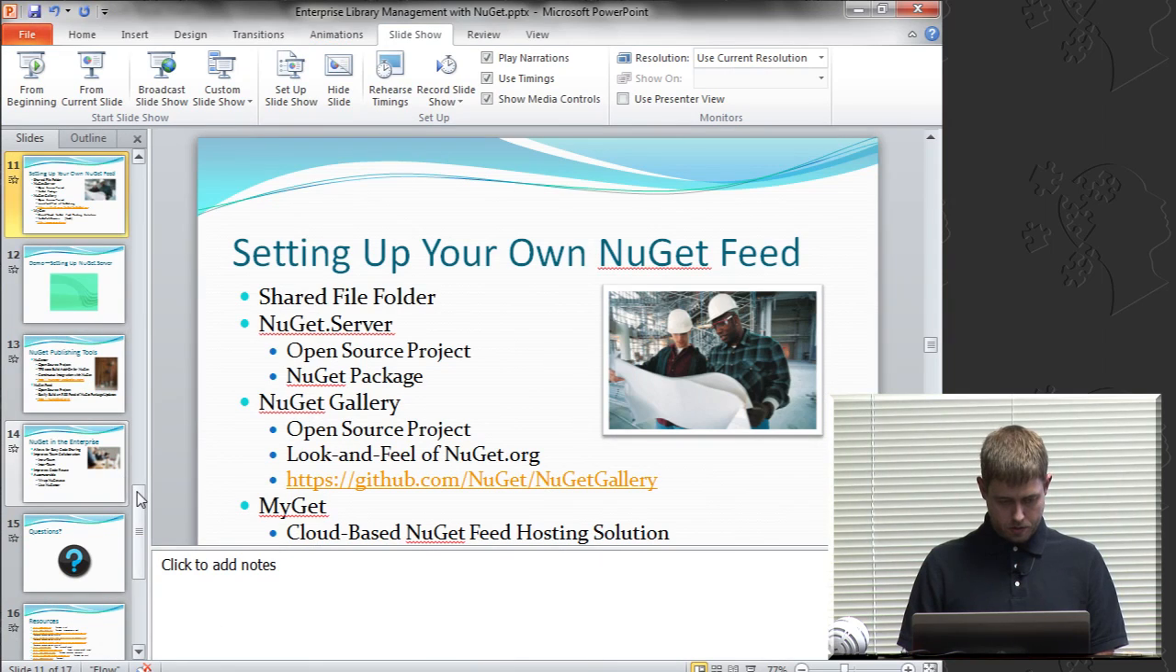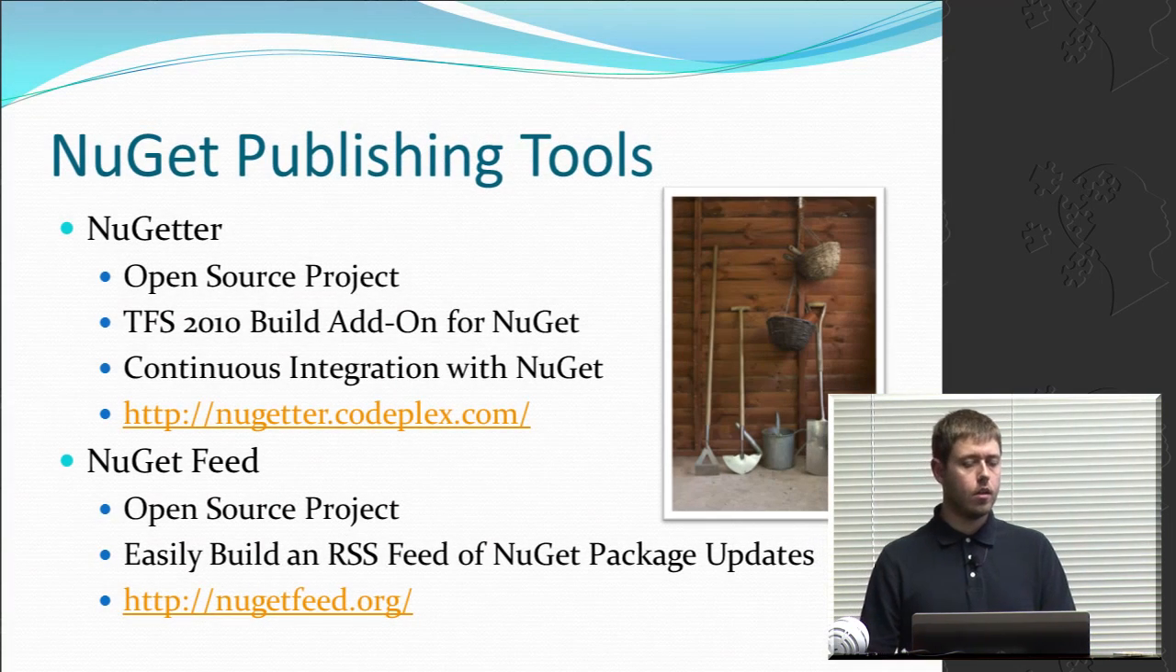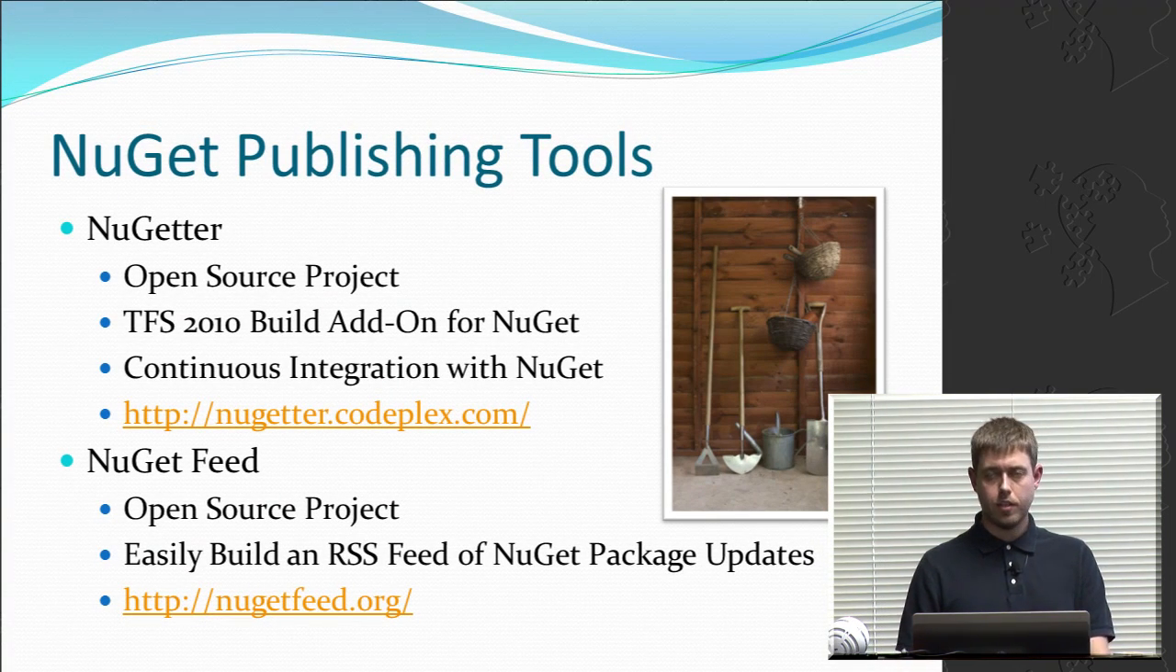But let's pop down to. There's a couple other NuGet publishing tools I wanted to mention. Gitter, also an open source project. I think you kind of notice a theme here. Open source projects. It's very nice. Now, Gitter is a TFS 2010 build add-on for NuGet that allows you to integrate NuGet with your build processes, and so that makes it so that you can do continuous integration with NuGet. You can do nightly deploy builds with NuGet. You could do your final builds with NuGet using Gitter. So it's a very well thought of option for including NuGet in your builds.